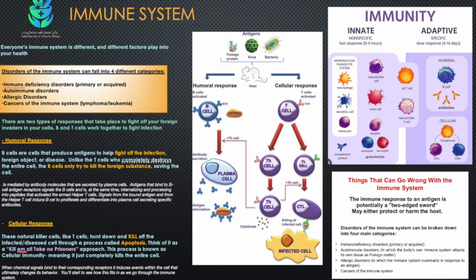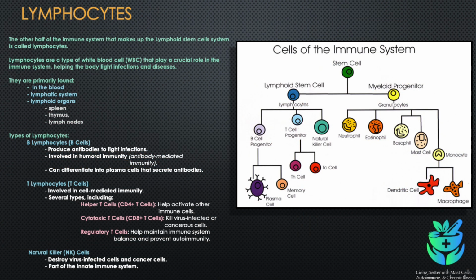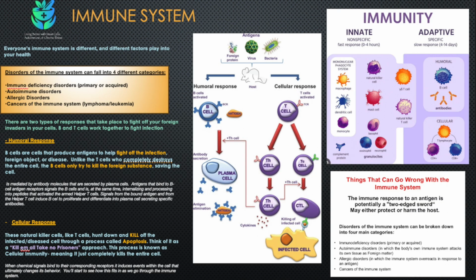And remember, humoral immunity or response is B cells that produce antibodies to help fight off the infection, foreign object, or disease. Unlike T cells, who completely destroy the entire cell, B cells only try to kill the pathogen, saving the cell it's in. T cells are involved in cell-mediated immunity. And cellular immunity, or cellular response, like T cells, hunt down and kill the infected, diseased cell through a process called apoptosis. Think of it as a kill 'em all and take no prisoners approach. This process is known as cellular immunity, meaning it just completely kills off the entire cell.